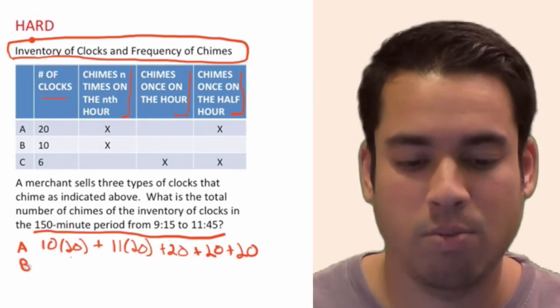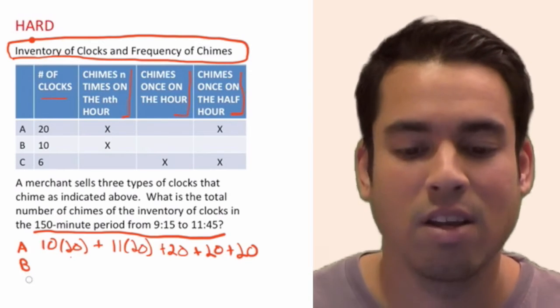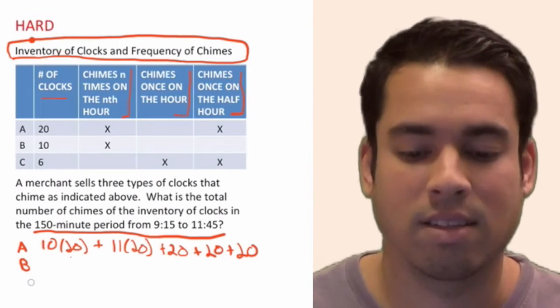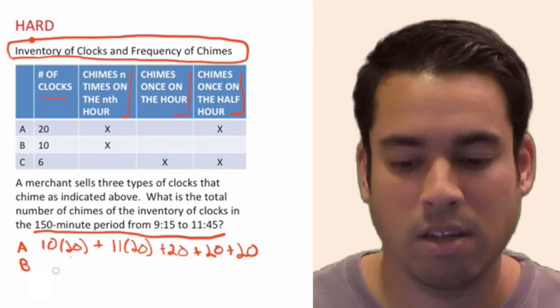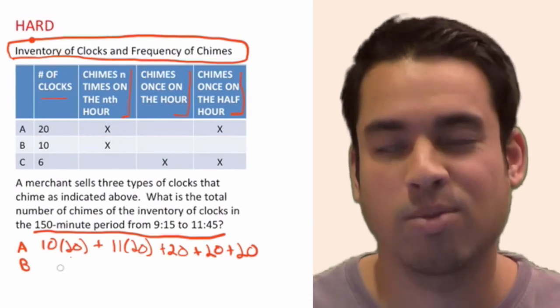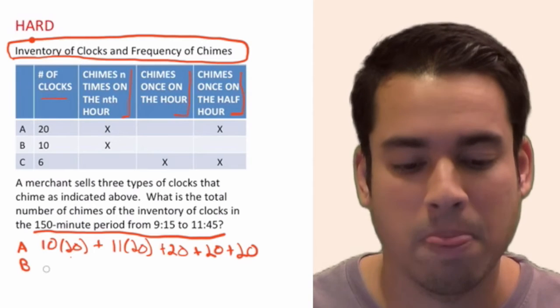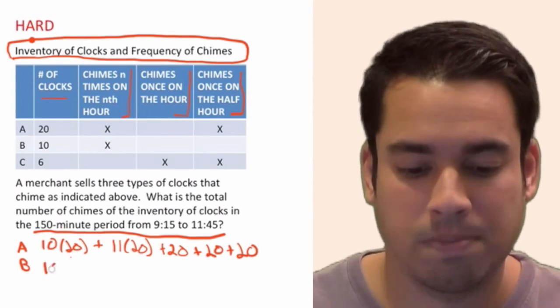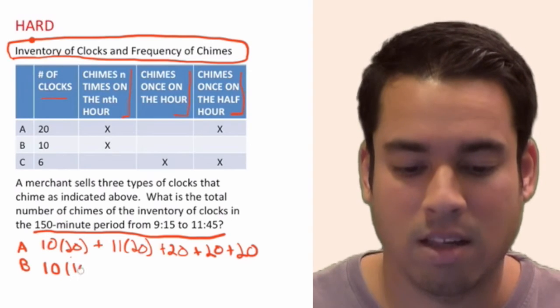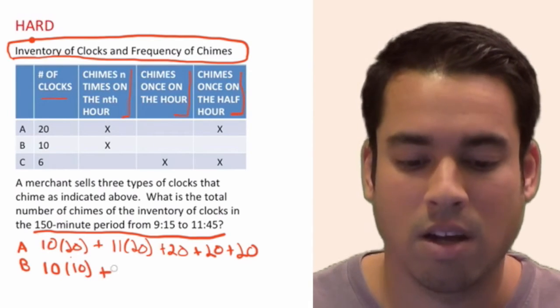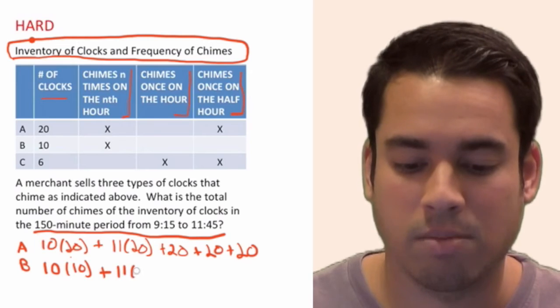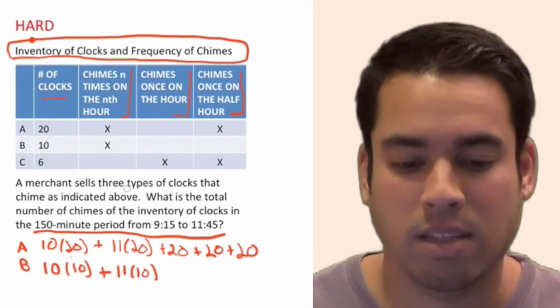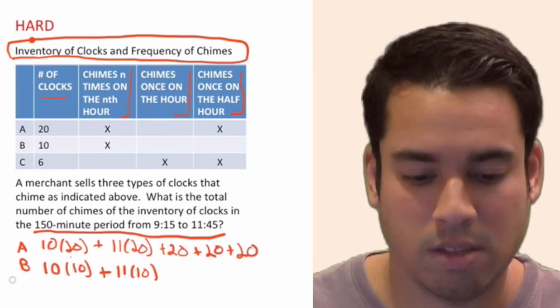For B, we've got 10 clocks, right? Again, we're going to start at 10 o'clock and 11 o'clock for the n times on the nth hour. So at 10 o'clock, these clocks are going to chime 10 times, and that's times 10 clocks, plus 11 times at 11, again times 10, and that's it. We're done with B. Now let's think about C.